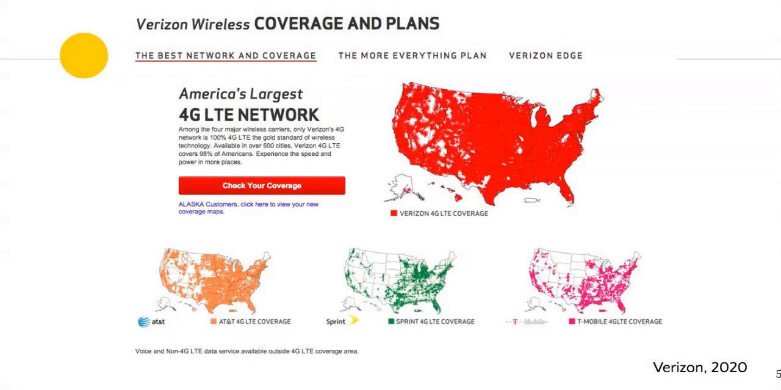So this example we've seen quite a bit, a coverage map from a wireless service like Verizon. So when we look at this map, just by glancing at it, we can see that Verizon's coverage is much more extensive than the other services' coverages. So a graphic like this can tell a story and send a message much more quickly than a paragraph if we were to read the same data in a list.